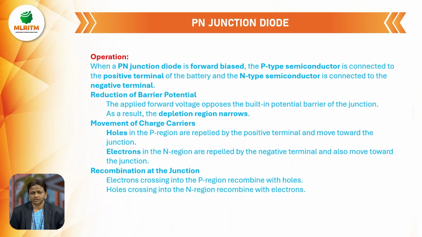Suppose this pure semiconductor material is doped with a pentavalent atom like phosphorus. Phosphorus atomic number is 15. So what is the electronic configuration? 1s2, 2s2, 2p6, 3s2, 3p3. So the number of valence electrons is 5.